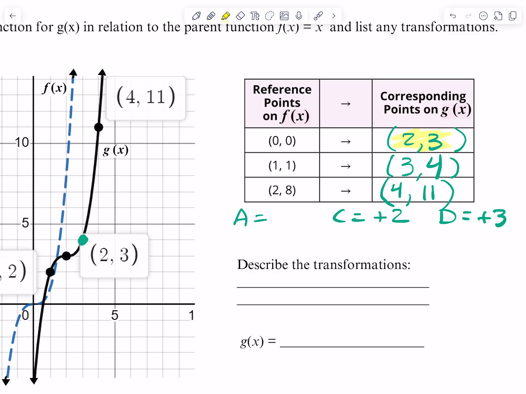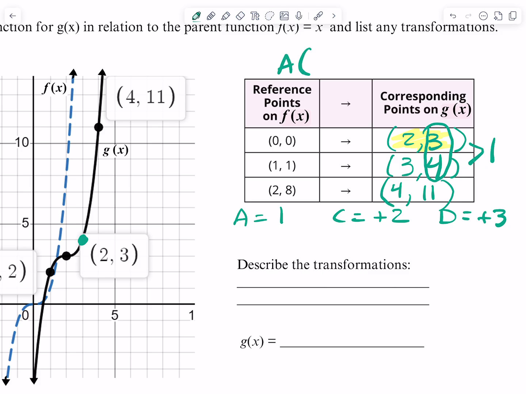Now we just need to get our A, so we're going to get the difference. Look at your Y's. What is the difference from 3 to 4? Uno. So 1. So your A is 1. We are ready to write our equation. We're just going to plug it in.